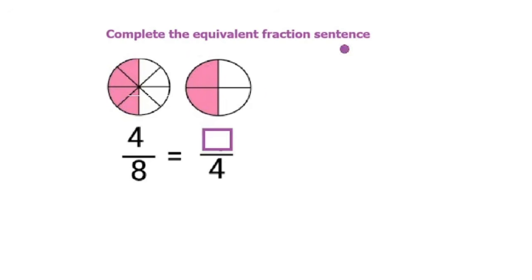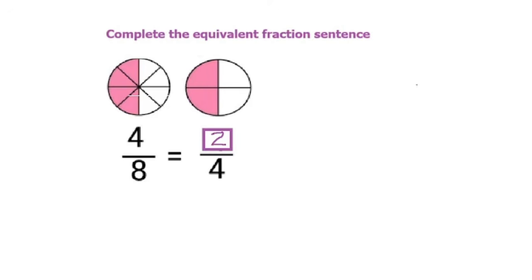1, 2. So we could just write that in. And we could put it here. 2 equal parts on this one. So the equivalent fraction is 2 over 4. And it's that simple to create an equivalent fraction.